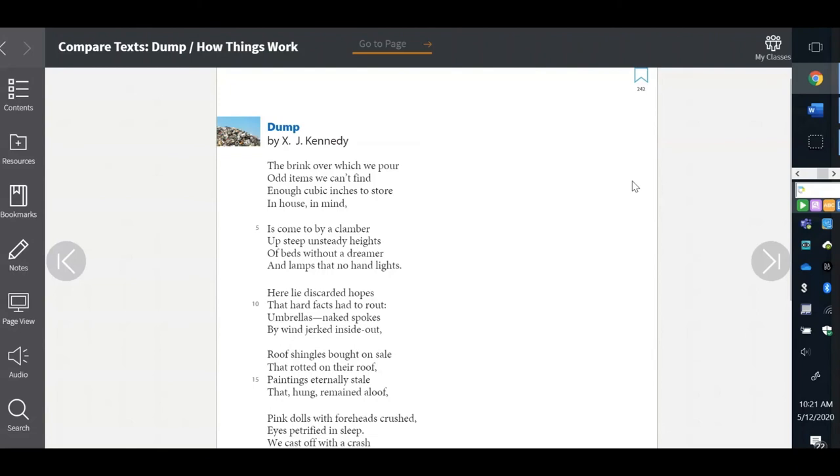Da-da, da-da, da-da. Look at specifically in the third stanza here. "Here lie discarded hopes that hard facts had to rout. Umbrellas, naked spokes, by wind jerked inside out."